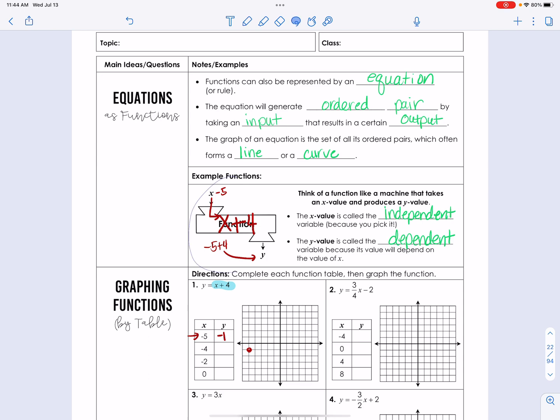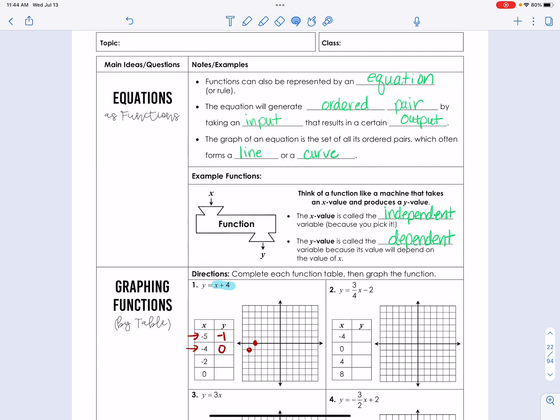Then I do this whole thing over again. My function is still x plus 4, but now I'm going to put in a -4. So I get -4 plus 4, which is 0. So I have a point at (-4, 0). And then I put a -2 in.